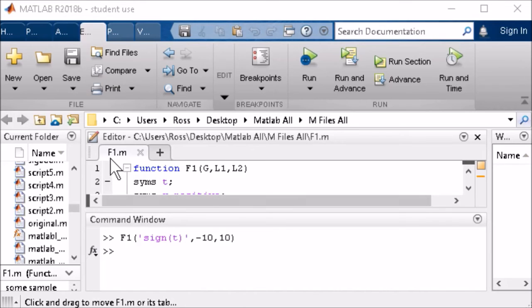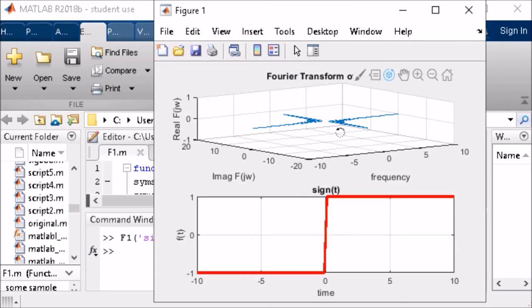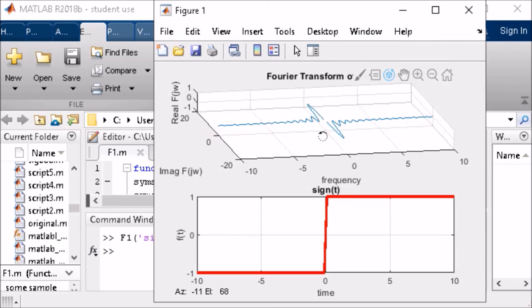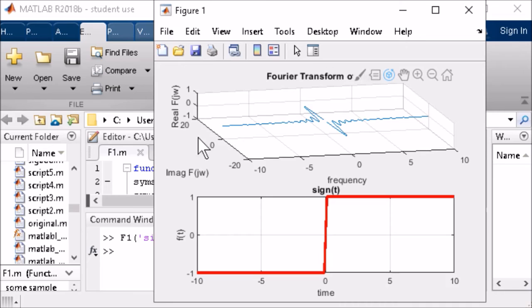So we'll use this function again, f1.m. This time we're going to put in the signum function. So the signum function is just given by sign in MATLAB. Again, it's in the quotation marks, and we'll do it from minus 10 to 10. Again, this little equation here is available to you in a text file in the resources section. So whenever we run that, we get what we'd seen in the previous slide. So we have our signum function here in the bottom line, and we have the Fourier transform of the signum function, and you can see that the Fourier transform is a purely imaginary function. There's no real part to it.